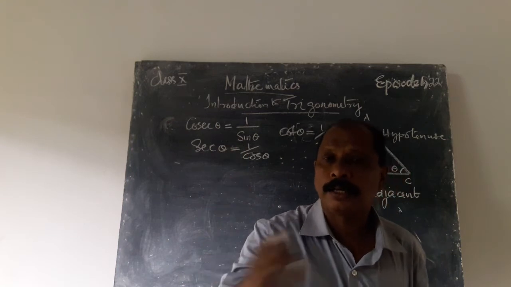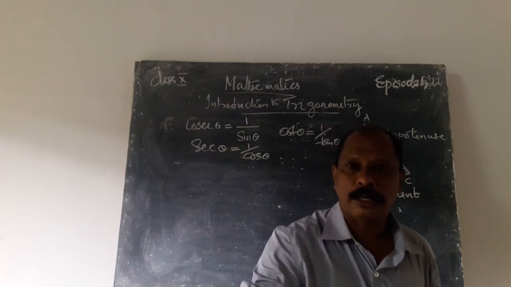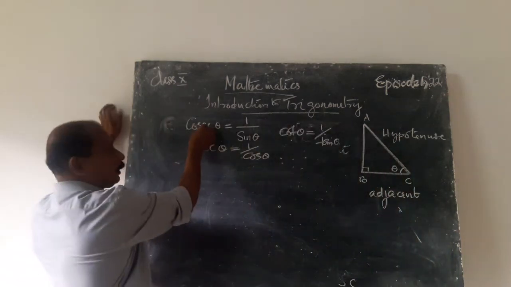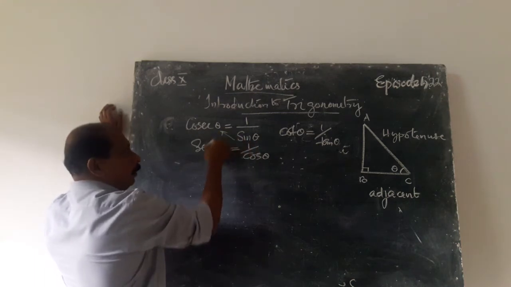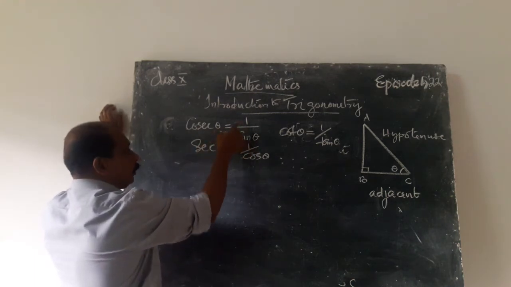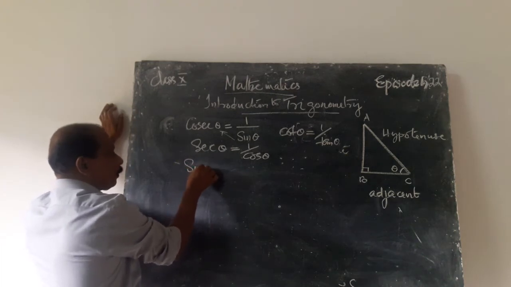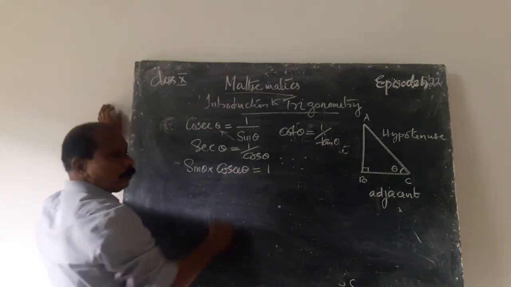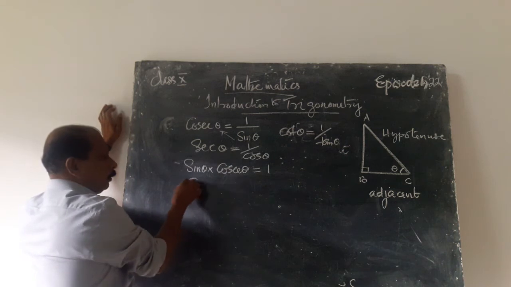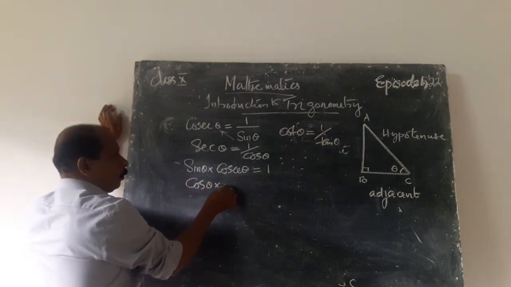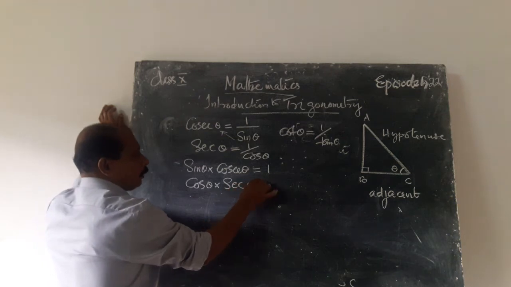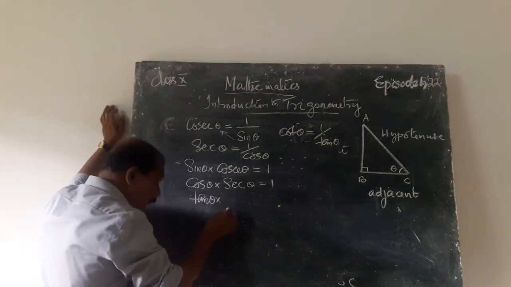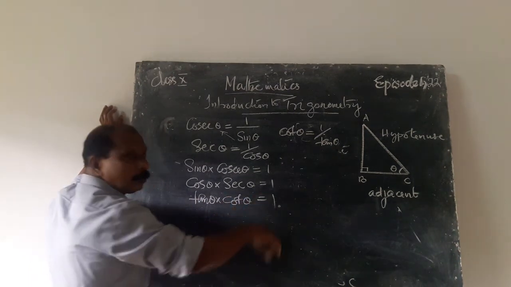Therefore, 1 by cosec theta is sin theta. 1 by sec theta is cos theta. 1 by cot theta is tan theta. Then, cross multiplication, we get, listen, cosec theta into sin theta. We get sin theta into cosec theta is equal to 1. Then for the second cross multiplication, cos theta into sec theta is equal to 1. For the third one, tan theta into cot theta is equal to 1.